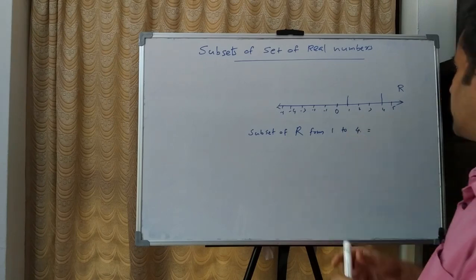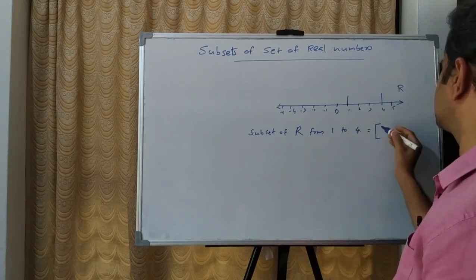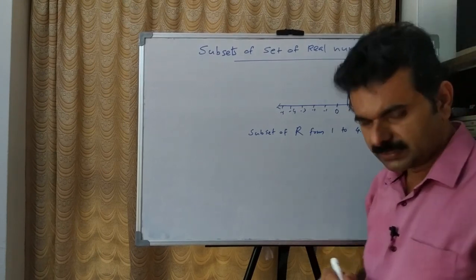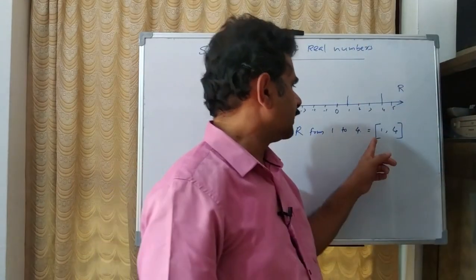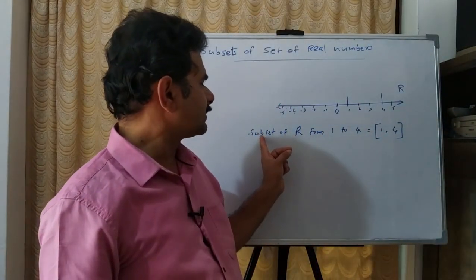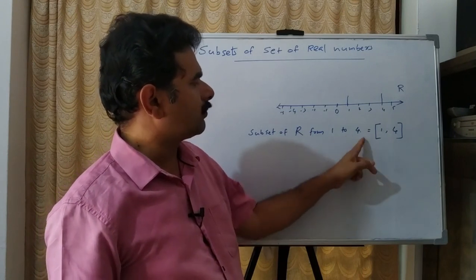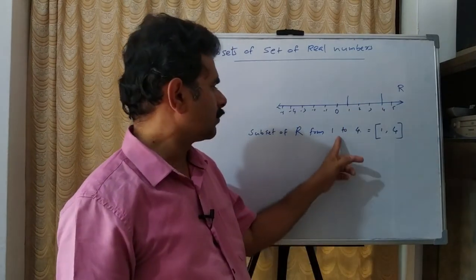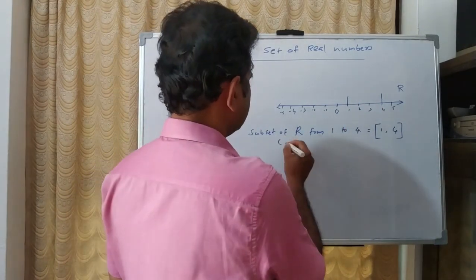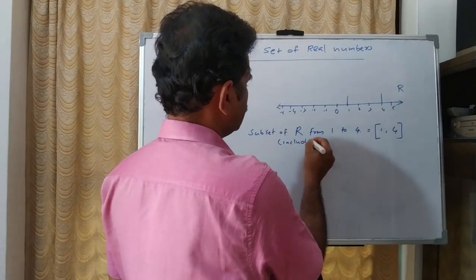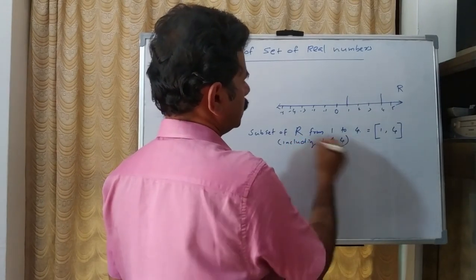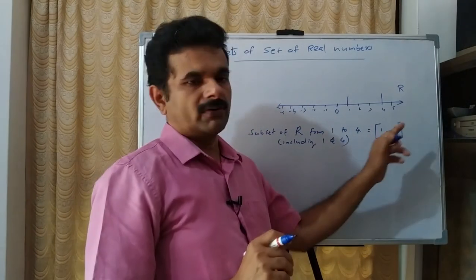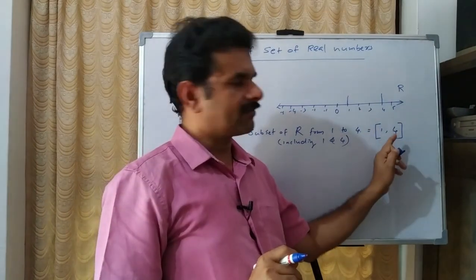So this can be represented by this notation [1, 4]. Isn't it? A subset of R from 1 to 4. 1 to 4 means this portion including 1 and 4. Including 1 and 4. Okay. It is taken as this symbol. After this symbol there is 1, 4. This is said as closed interval 1, 4.